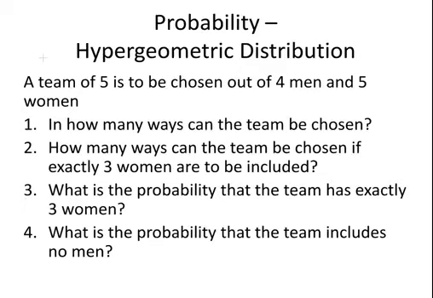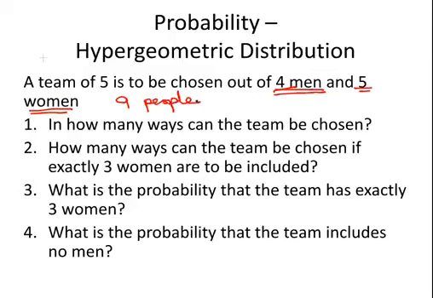So here's the question. A team of 5 is to be chosen out of 4 men, let's underline that, and 5 women. Now the thing about that is, first off, we have 9 people. Let's just keep that in mind. So 9 people altogether.